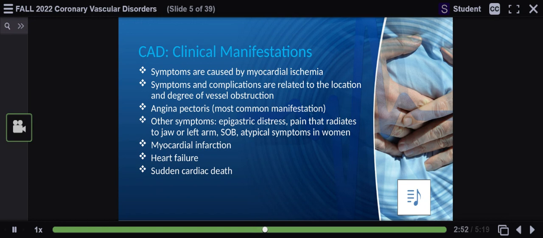A decrease in blood supply from CAD may cause the heart to abruptly stop beating. This is called sudden cardiac death. The most common manifestation of myocardial ischemia is the onset of chest pain. Some patients complain of epigastric pain and pain that radiates to the jaw or left arm. People who are older or have a history of diabetes or heart failure may report shortness of breath.